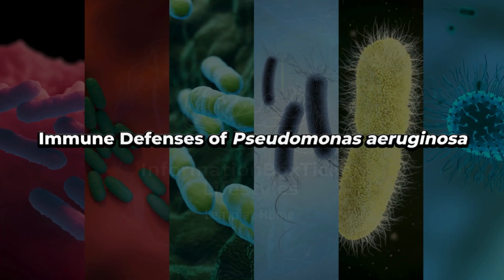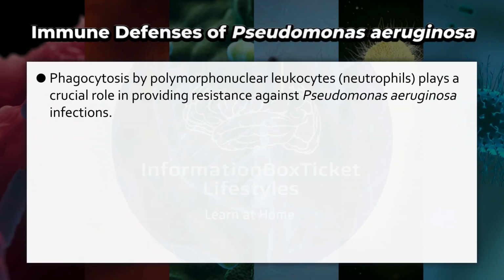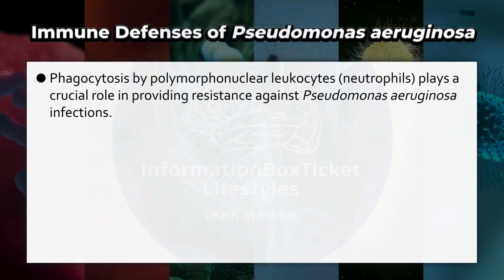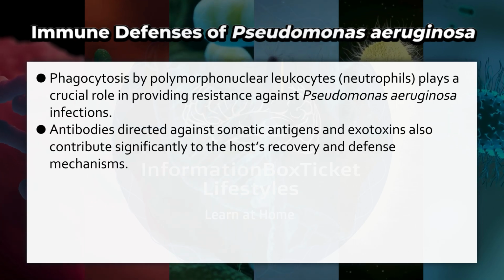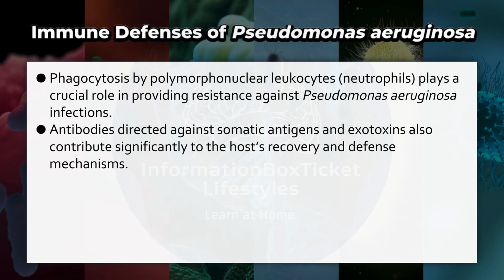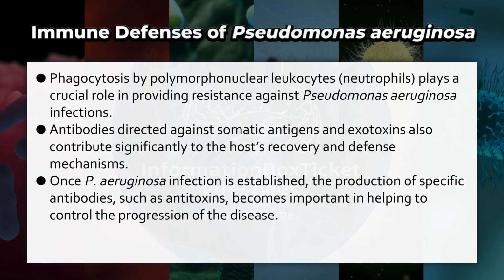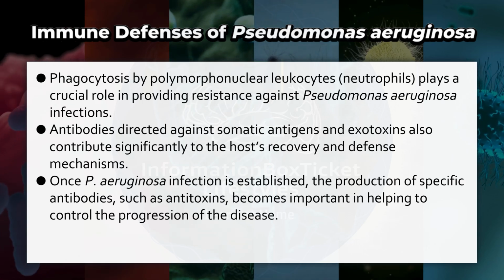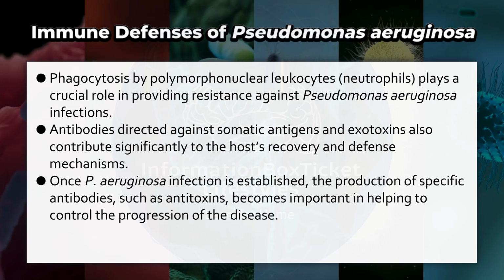Immune defenses of Pseudomonas aeruginosa. Phagocytosis by polymorphonuclear leukocytes, neutrophils, plays a crucial role in providing resistance against Pseudomonas aeruginosa infections. Antibodies directed against somatic antigens and exotoxins also contribute significantly to the host's recovery and defense mechanisms. Once P. aeruginosa infection is established, the production of specific antibodies, such as antitoxins, becomes important in helping to control the progression of the disease.